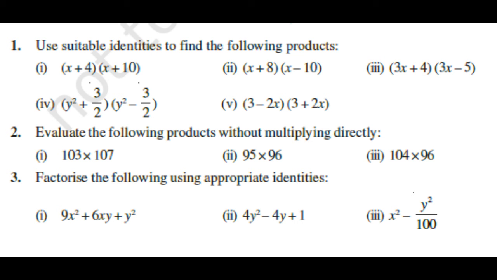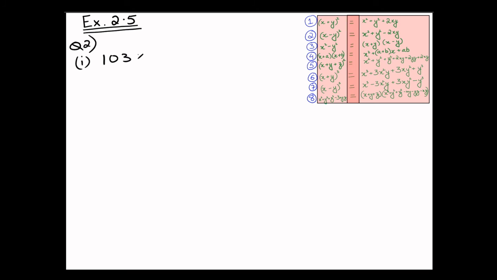Now moving to the second question, it's asking us to evaluate the following products without multiplying directly. And we'll see how we do that. The first part is 103 into 107. Now we can use the help of our identities over here to make this multiplication without actually directly multiplying it. But first we need to represent this in a different way. I can write 103 as 100 plus 3 multiplied by, I'll write 107 as 100 plus 7.